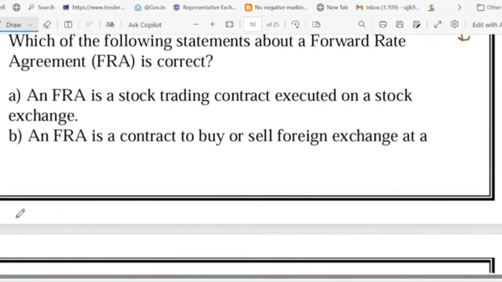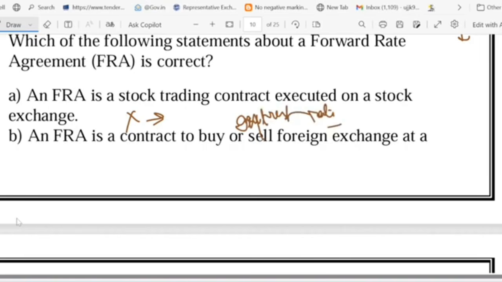Now what is option A? It is wrong. It is a stock trading contract executed on a stock exchange. This is wrong because an FRA has nothing to do with stock or exchange. It is an interest rate product. Remember, an FRA has nothing to do with stock.